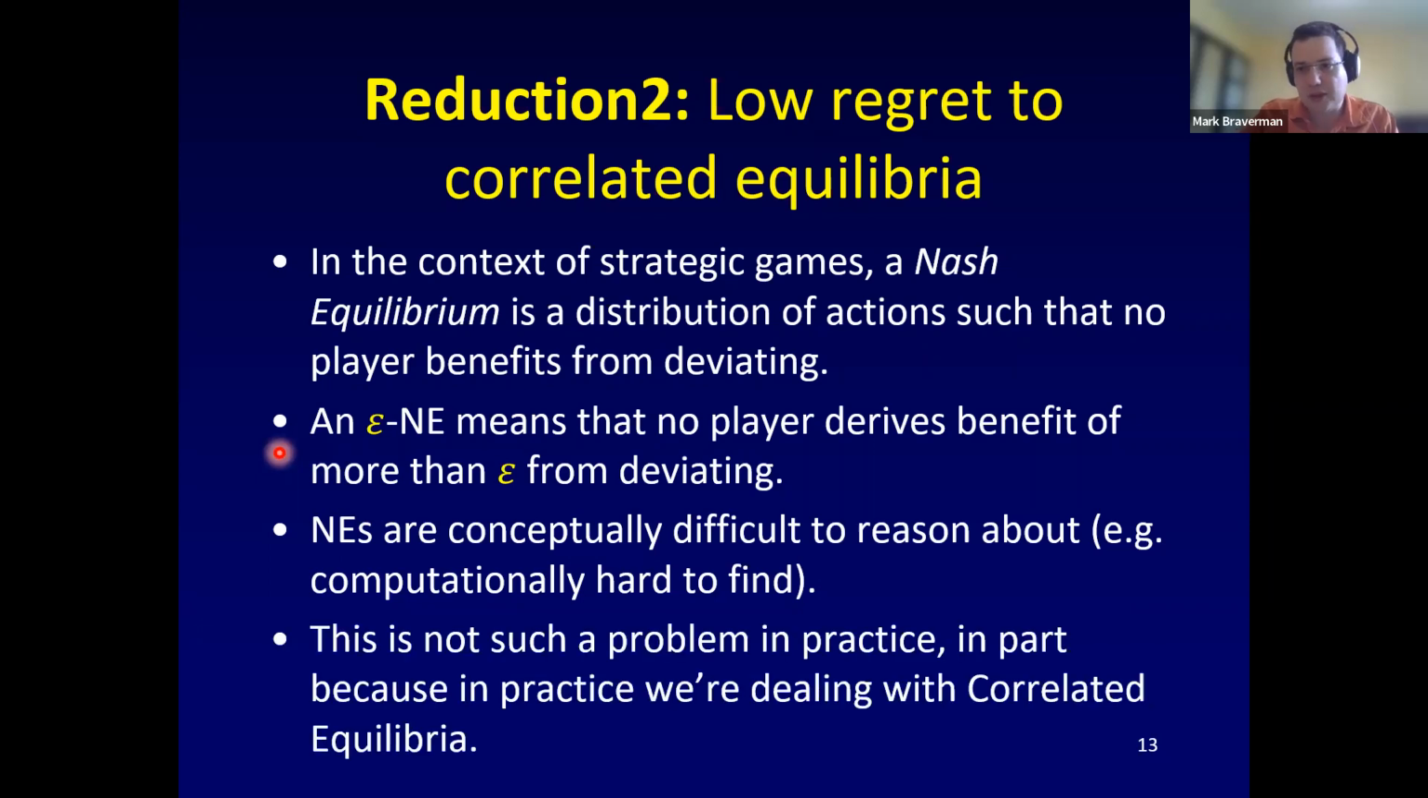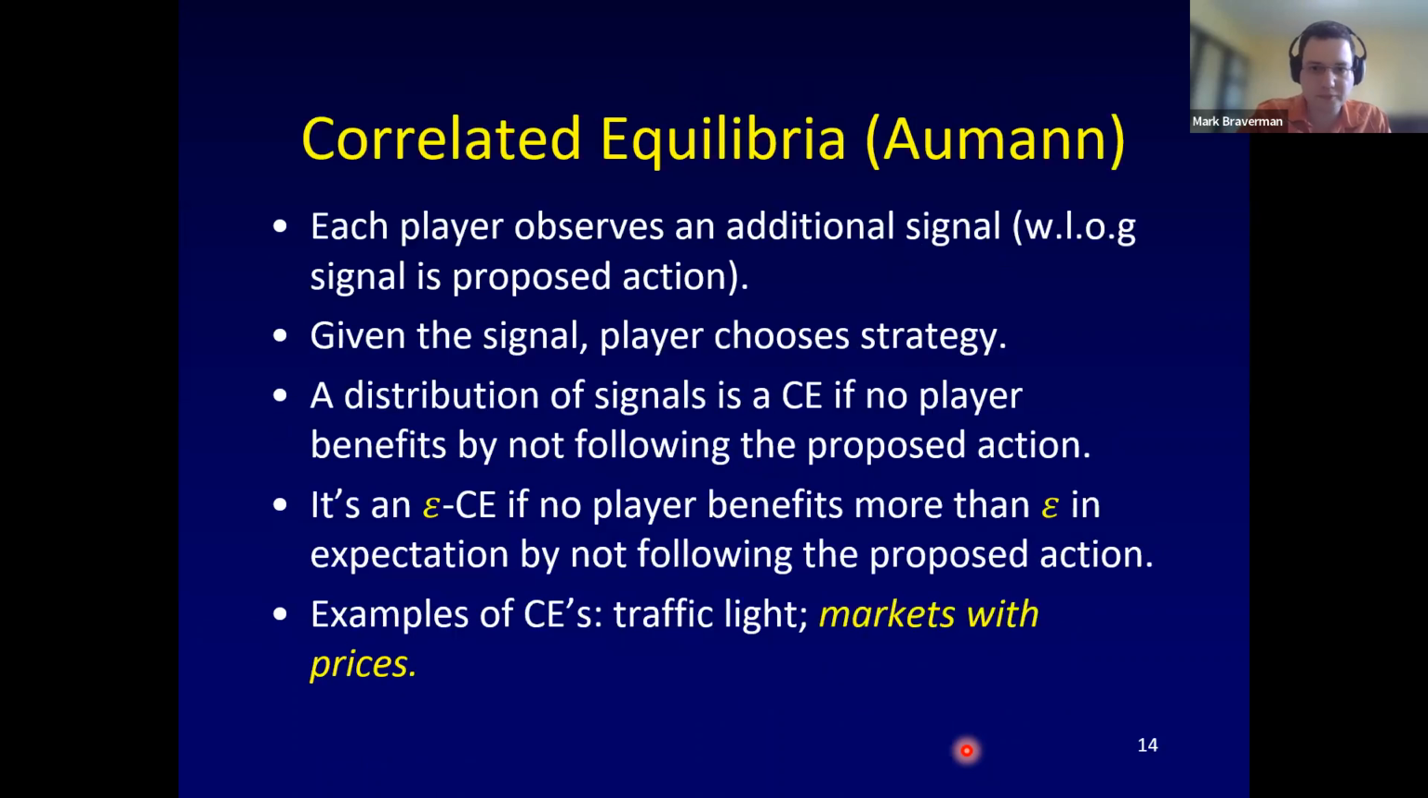But in practice, for systems that appear to be in equilibrium, you can reason about the equilibrium without too much trouble. And the reason is that in practice, most of the time, we are dealing with correlated equilibrium. There is some kind of signal that correlates actions. So conceptually, it's very important to understand correlated equilibria. For example, in a market, prices and other signals from the market serve as a correlating signal.